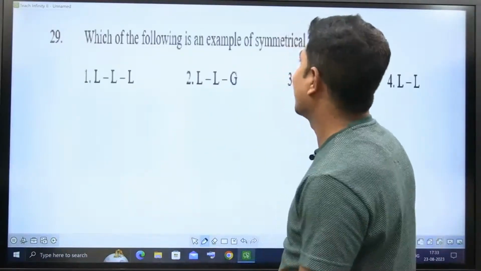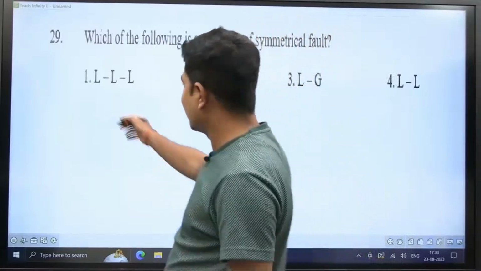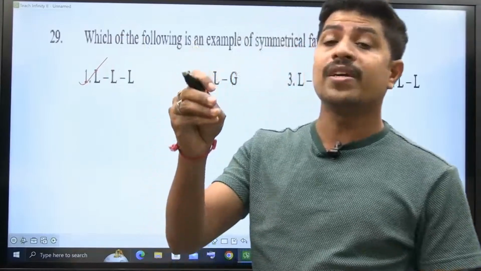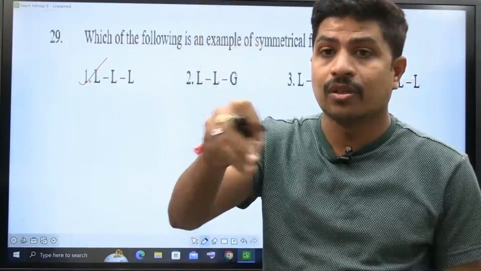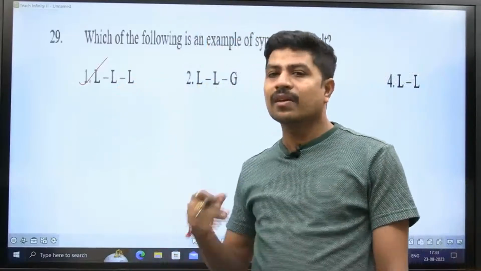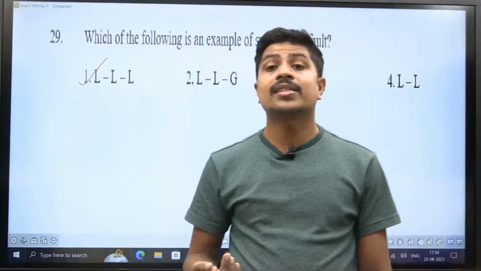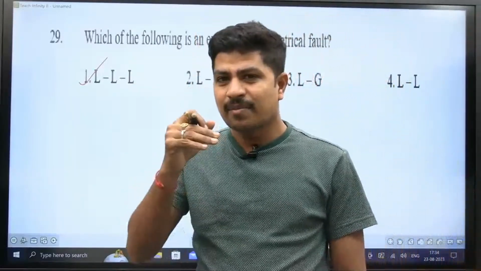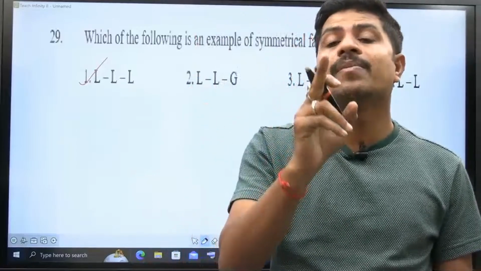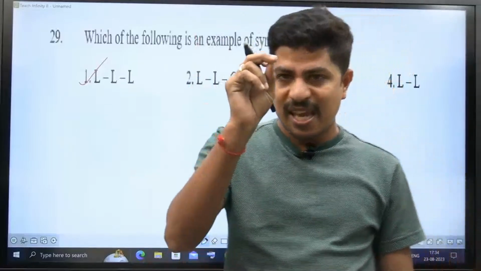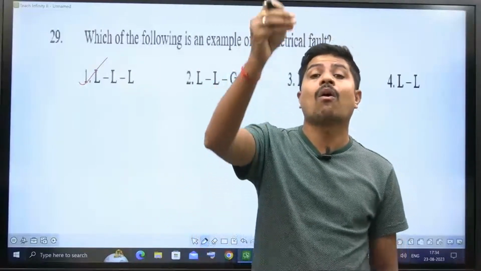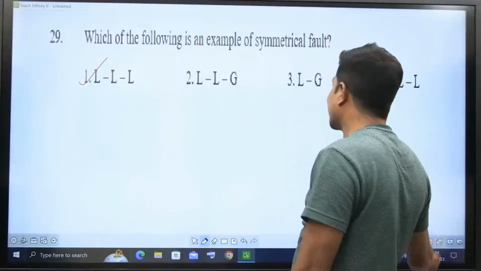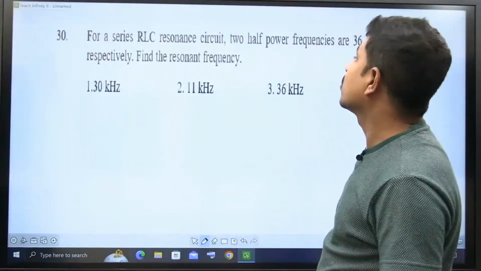Read the question. Which of the following is an example of symmetrical fault? Triple fault. Symmetrical fault means the fault occurs on all three phases at a time with the same fault impedance. Suppose the question is like this: there is a triple fault occurring with different fault impedances on three phases, then does it come under symmetrical fault or asymmetrical fault? Asymmetrical fault. Symmetrical means the same fault with the same fault impedance must occur on all three phases at a time. Then it is called a symmetrical fault, right? Triple fault it is. Direct question.